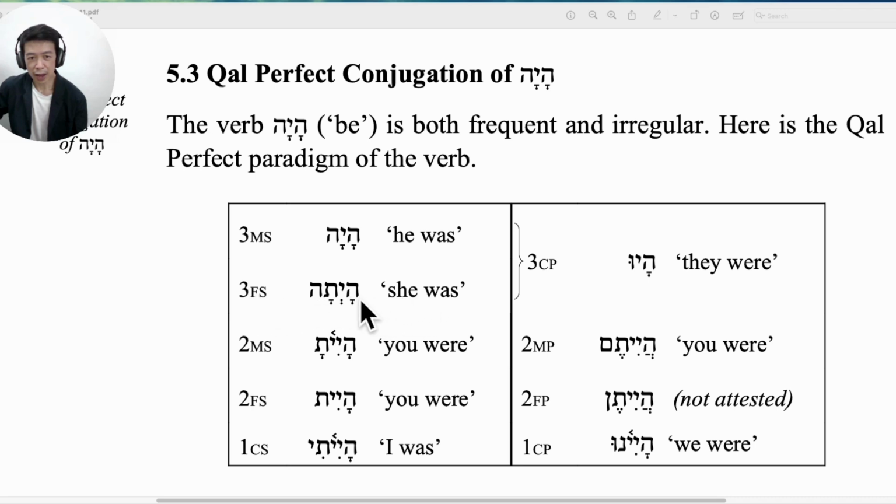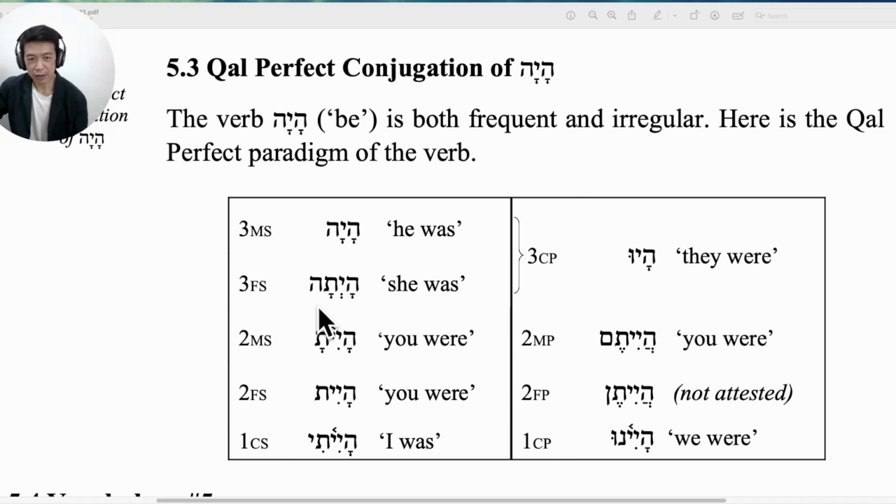When you attach a tav next to a hey, the hey transforms into a tav, as you see here. So it becomes hayta.